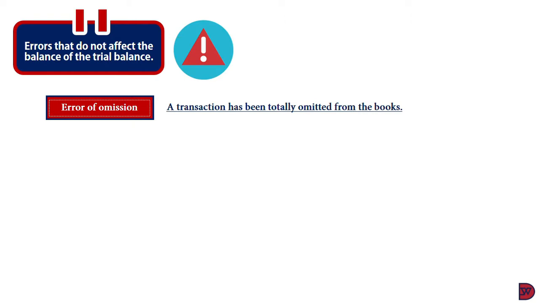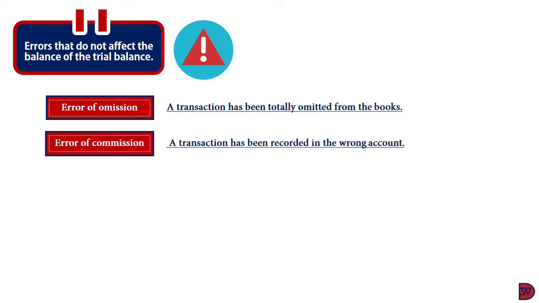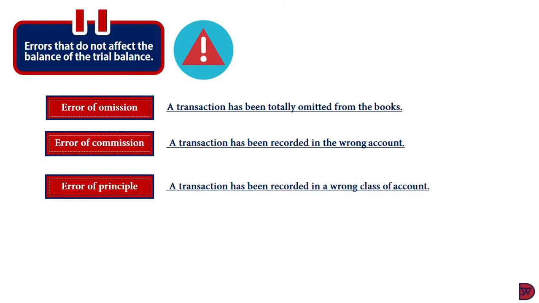First, we'll talk about error of omission. This happens when a transaction has been omitted totally from the accounting records. An example is when a cash sale of $10,000 has not been recorded in both the cash and the sales account. The second is error of commission. Here, a transaction has been recorded in the wrong account, but the double entry rule has been adhered to. Example, an electricity expense of $1,500 being debited to the office stationery account.